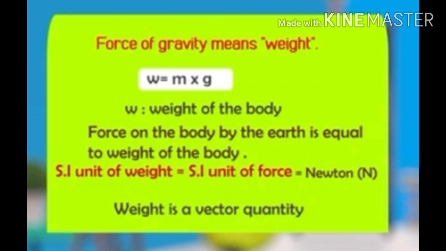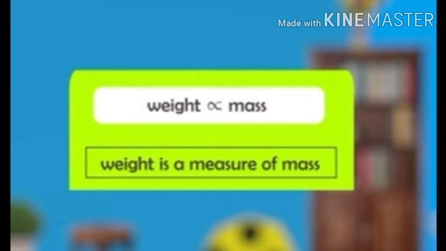We remember that the value of g, acceleration due to gravity, will be constant at a given place. So we can write that W is directly proportional to the mass. It is due to this reason that at a given place, we can use the weight of an object as a measure of its mass.